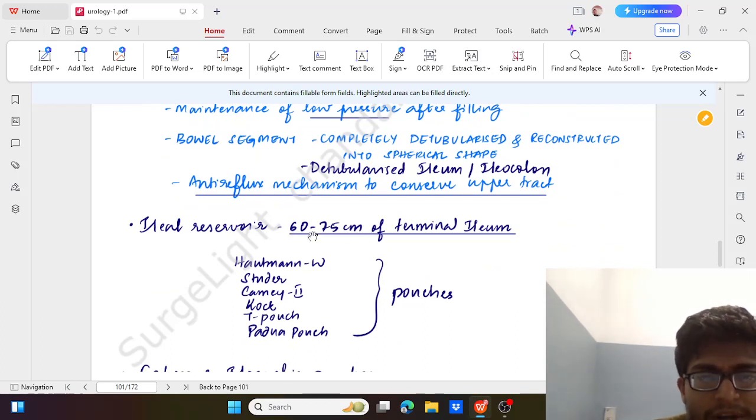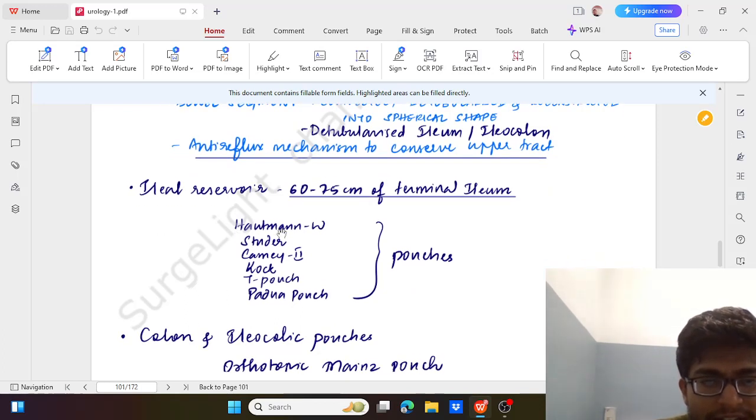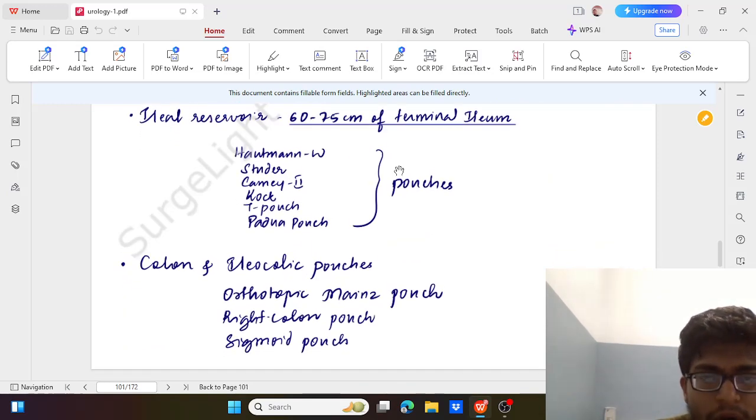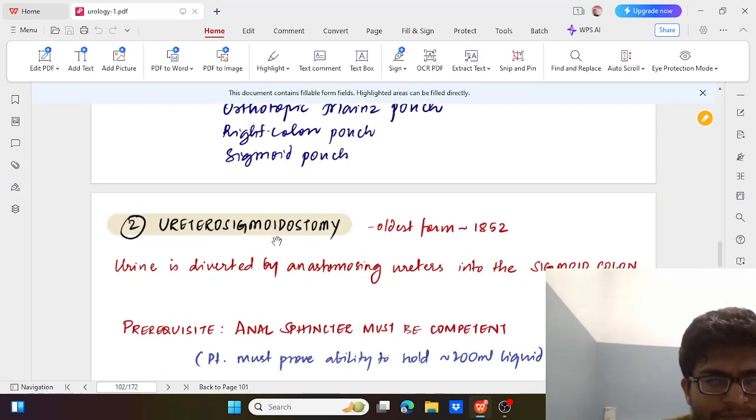In the ileal reservoir, we use 60 to 70 centimeters of the terminal ileum, and various pouches, that is the Hautmann W pouch, Studer, Camey, Kock T pouch, and Padua pouch, are formed and used for the ileal reservoir. Then coming to colon and ileocolic pouches: orthotopic Mainz pouch, right colon pouch, and sigmoid pouch. These are some of the pouches made from the colon and ileocolon.